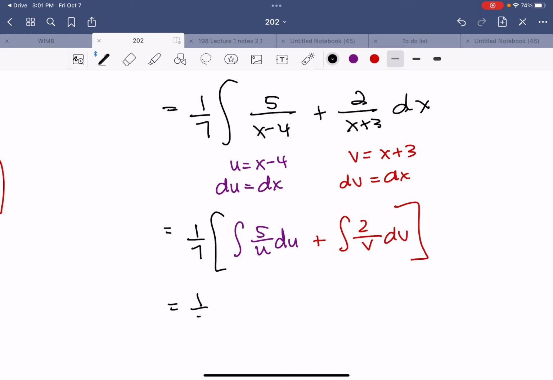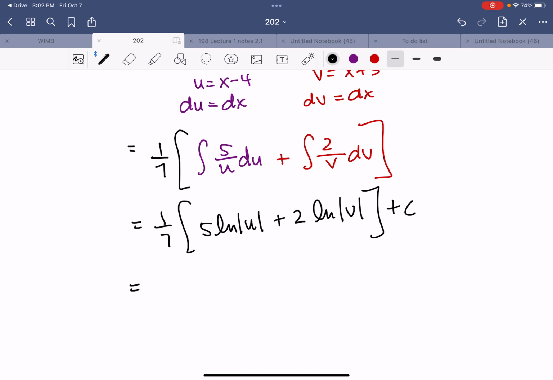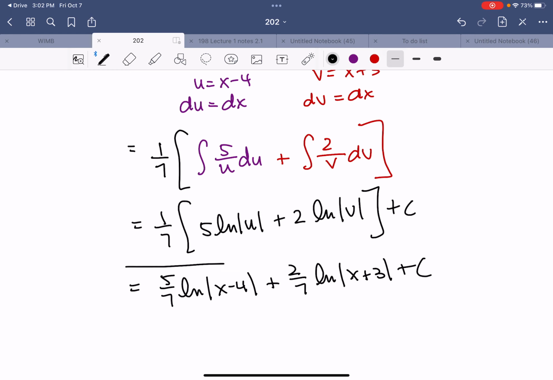And so that gives me 1 over 7 times 5 natural log absolute value of u plus 2 natural log of v, plus a constant. And then I just have to plug my u and v back in. So this is 5 over 7 natural log of x minus 4 plus 2 over 7 natural log of x plus 3 plus a constant. And I'm going to leave my answer like that.